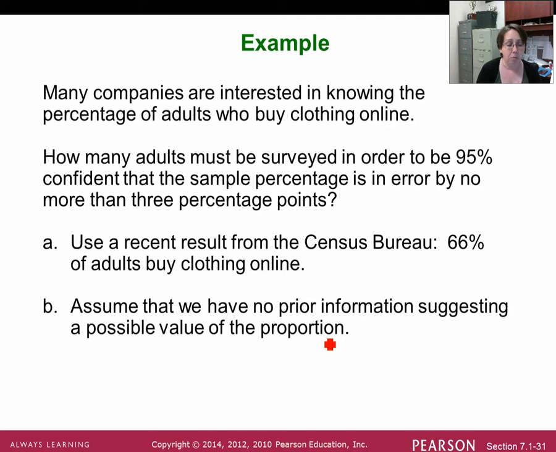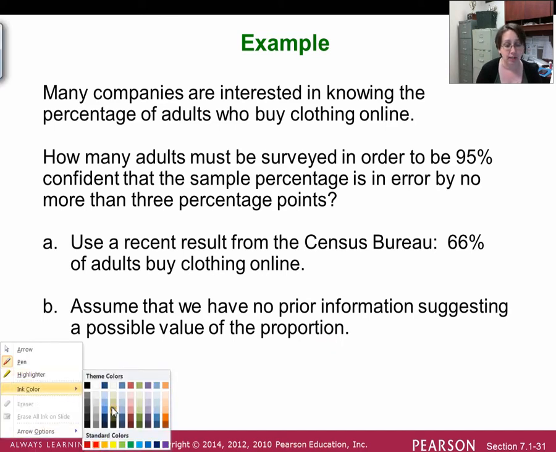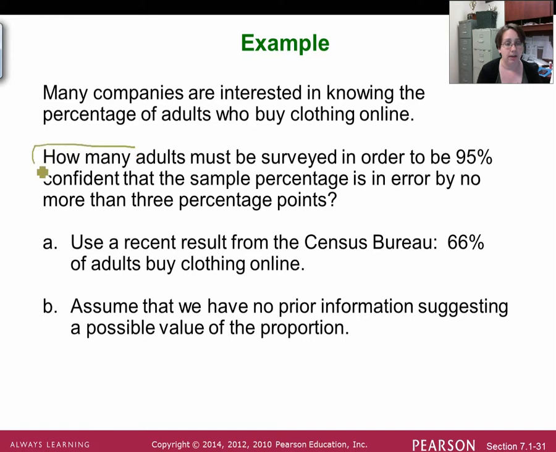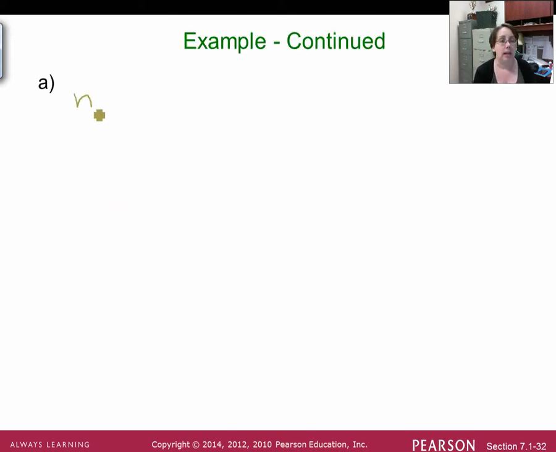Now, what are we being asked to find here? You must know what you're being asked before you can do anything. How many? This is a count. This is your n. We want to know what n is. So, n equals z alpha divided by 2 squared times p hat times q hat, divided by e squared.